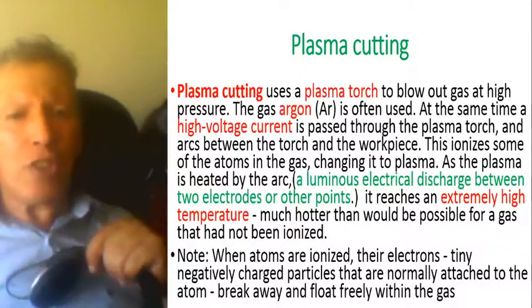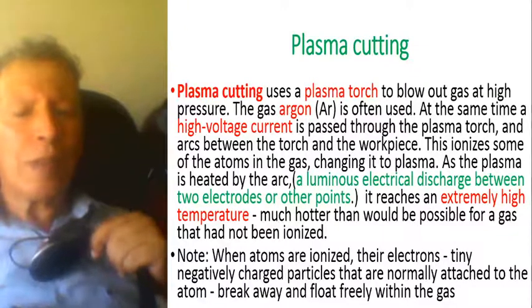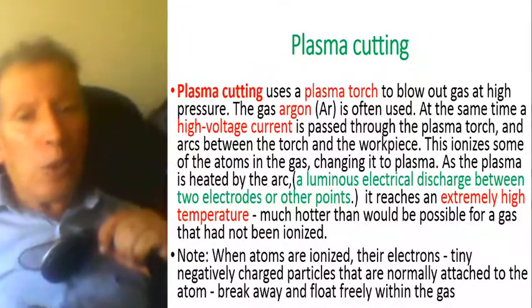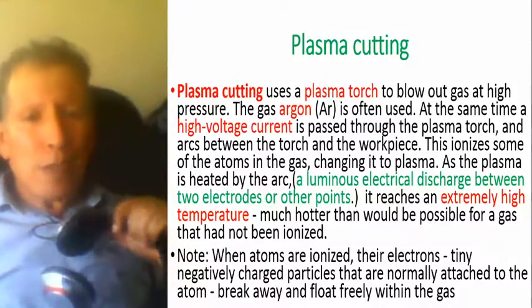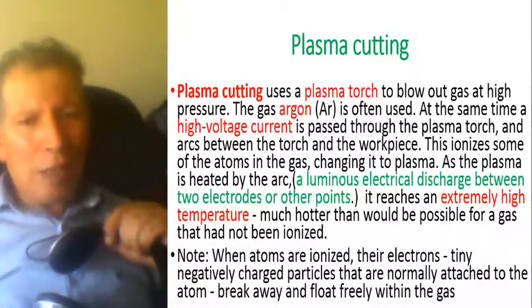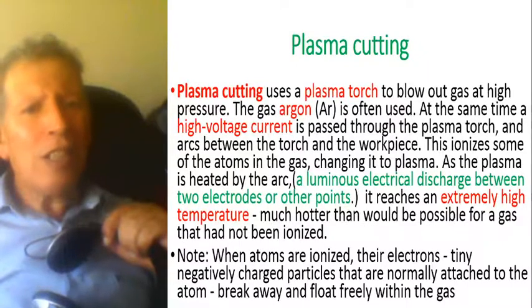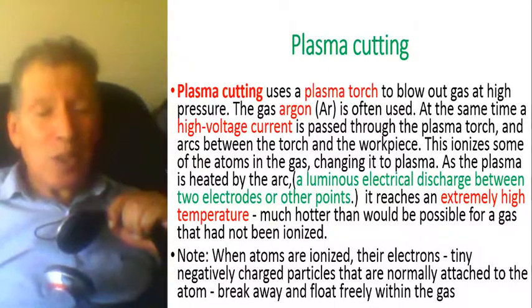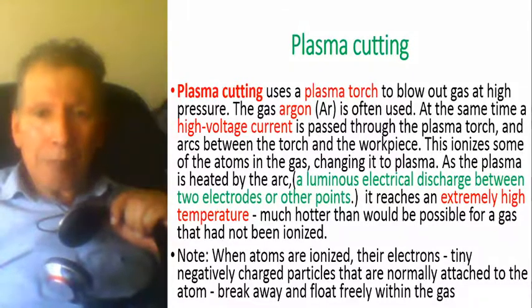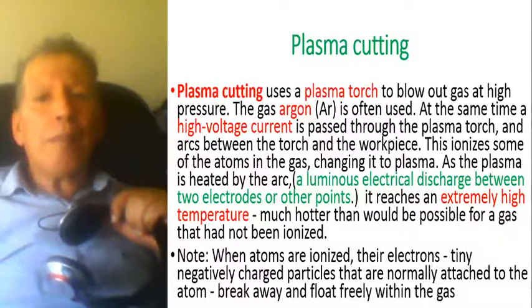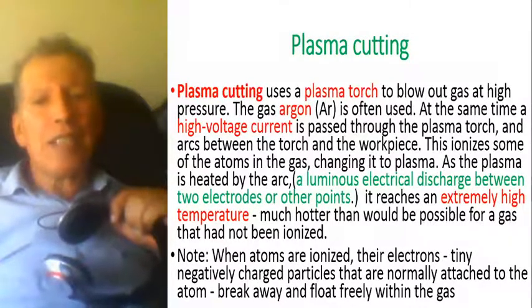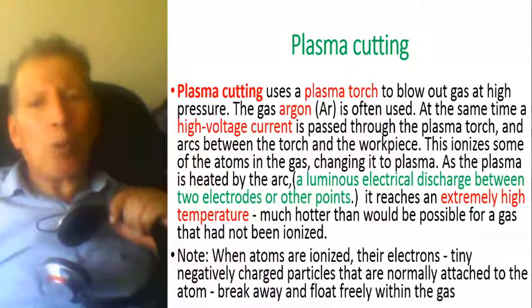At high pressure. Oh, yes. And the gas is argon. Now, argon, I thought that argon was a very expensive and rare gas. I hope I'm not wrong. But still, it is used in certain cases for plasma cutting. So argon or other gases, but probably argon is the most suitable one.